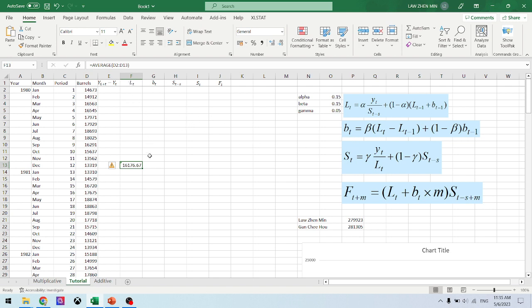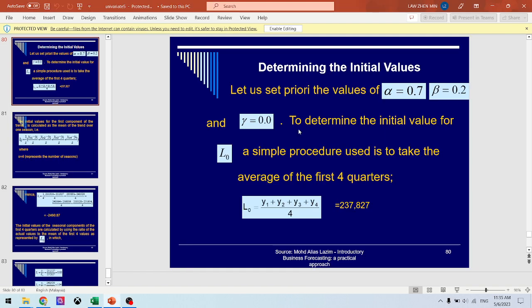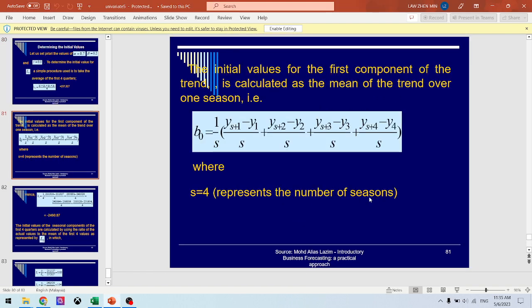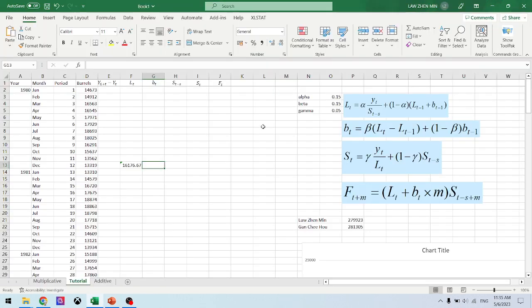Next we want to find the initial value for our trend component. Same, we go back to the formula here, and we can see that this is the formula for the initial value of our trend component. It seems like you need to use the y value for the next season minus the y value for the current season. Here you can see that it is the next season's January value minus the current season's January value. Hit enter, and then just drag until the end of the first season here.